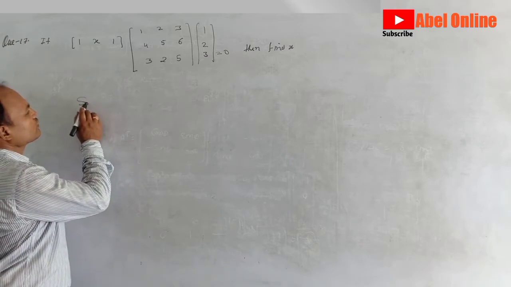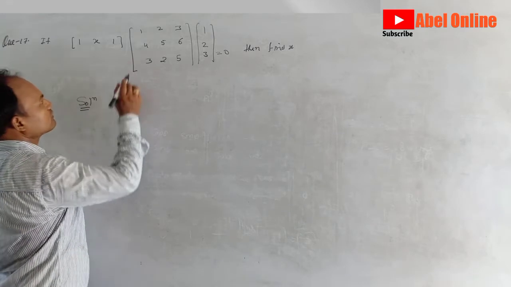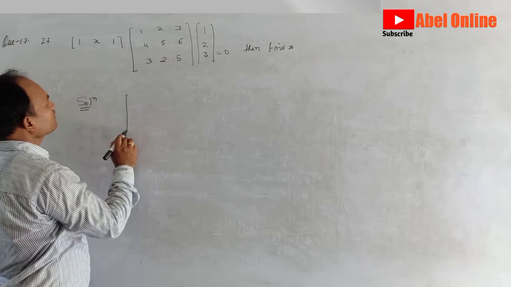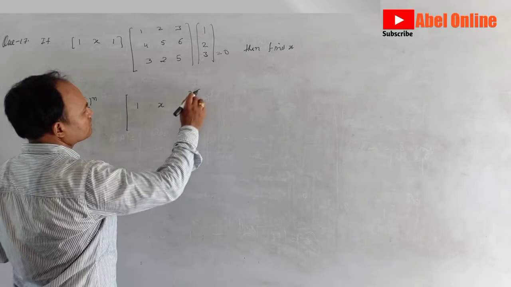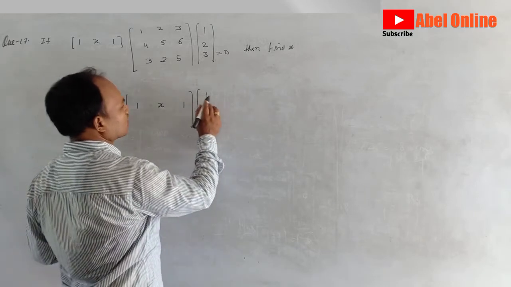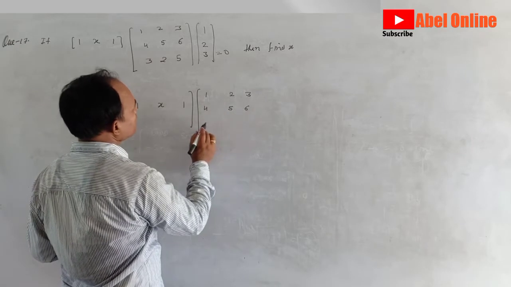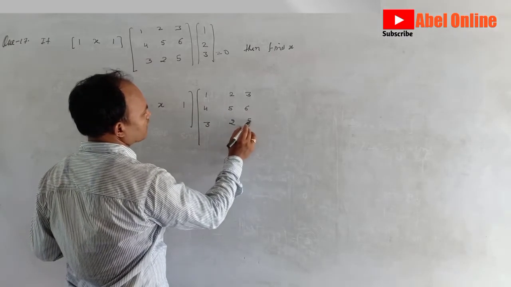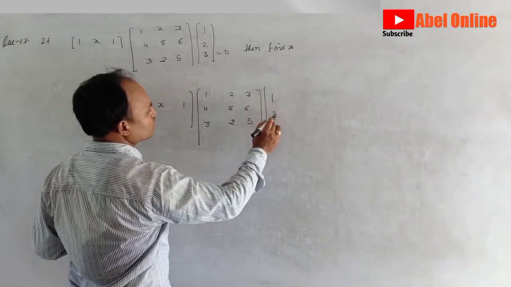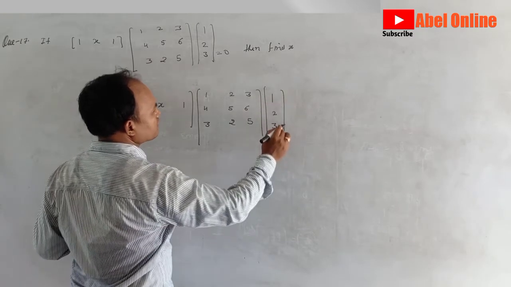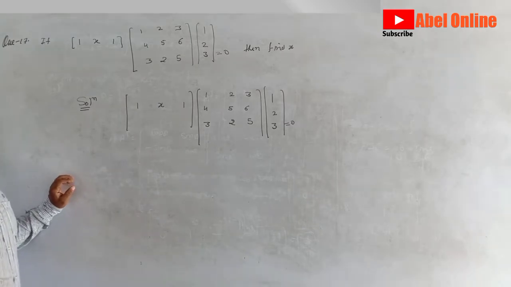First we write the question. So what is the solution? We are in the solution corner. First we write [1 x 1], then the matrix with rows 1 2 3, 4 5 6, 3 2 5, and then the column 1 2 3, which equals 0. Now we are going to solve this question.